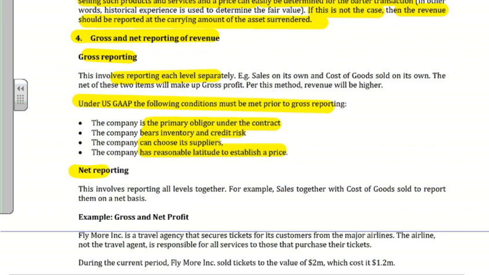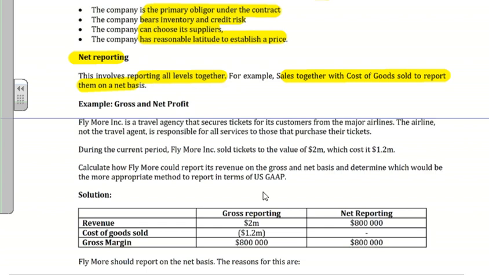Net reporting is everything just reported together. Sales with cost of sales are reported on a net basis. So you're really just going to be showing the net amount. You're not showing sales separately and cost of sales separately. You just show them as one net amount, sales less cost. You just report one line called gross profit. And there's a little bit of example for you over there.